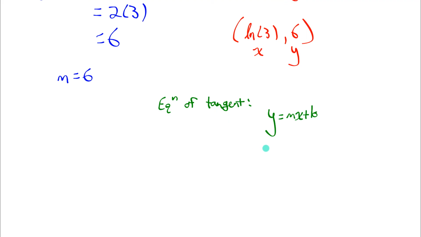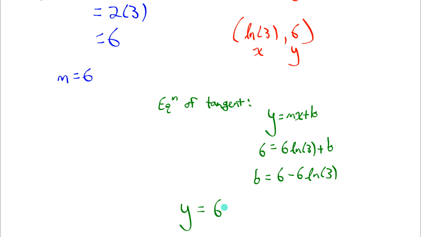So I'll sub in what I know. y is 6, m is 6, and x is ln 3. Therefore, an exact value for b would be 6 minus 6 ln 3. So my final equation would be y equals 6x plus 6 minus 6 ln 3.